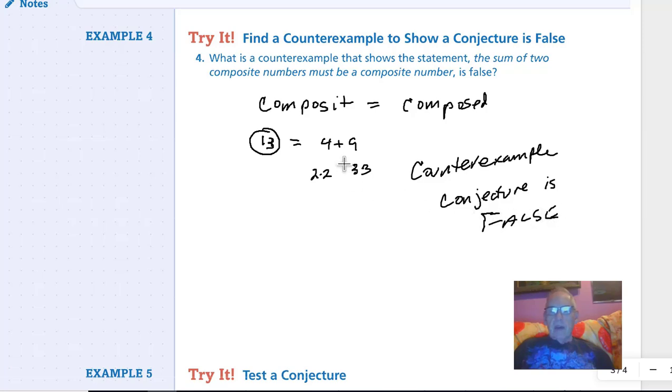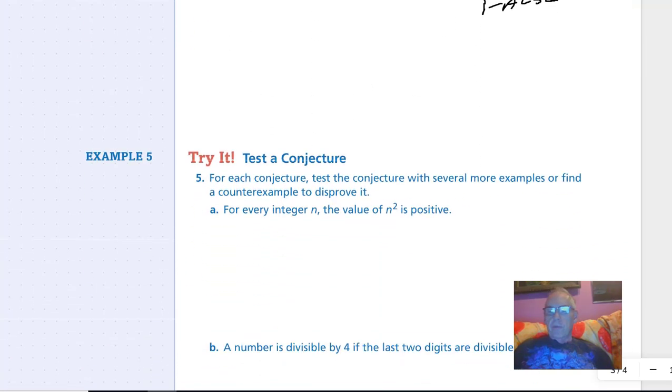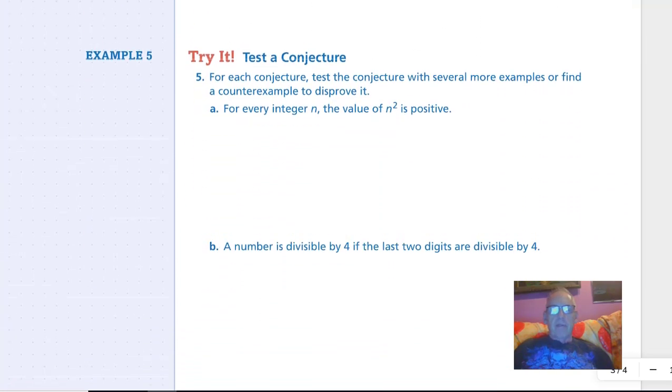Now, if I could not find a counterexample, then I would have to assume that my conjecture was true. Okay, let's look at example 5. For each conjecture, test the conjecture of several more examples or find a counterexample to disprove it. For every value n, the value of n squared is positive. Let's check it for, we got different categories of integers. We could think about negative integers, we could think about 0, and we could think about positive integers.